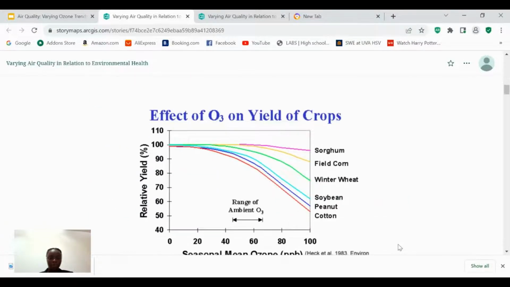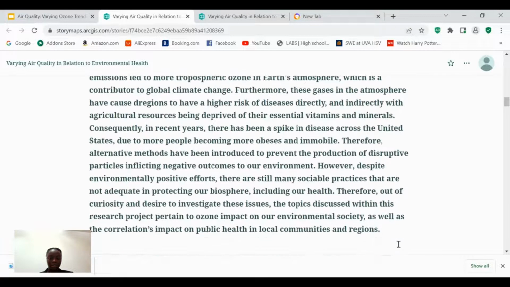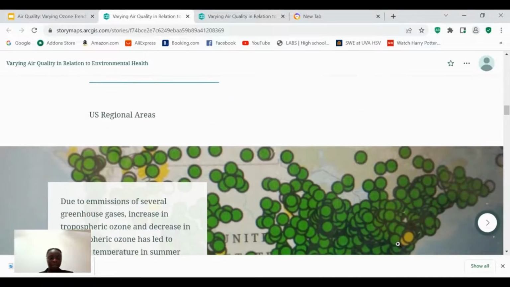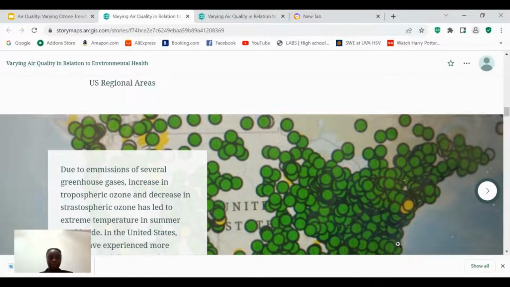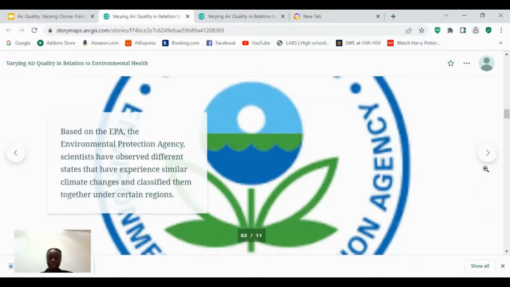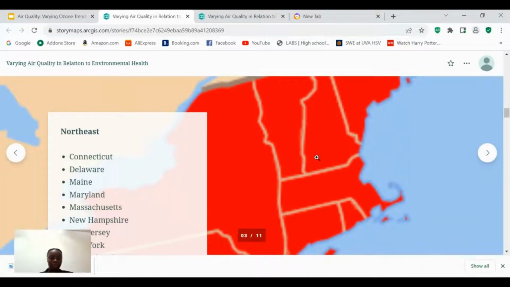So here's my introduction with all the information that I already discussed. And here is a slideshow for the US regional areas based on the EPA, which is the Environmental Protection Agency. So, for example, we have the Northeastern region, which has some states like Maryland and Massachusetts.